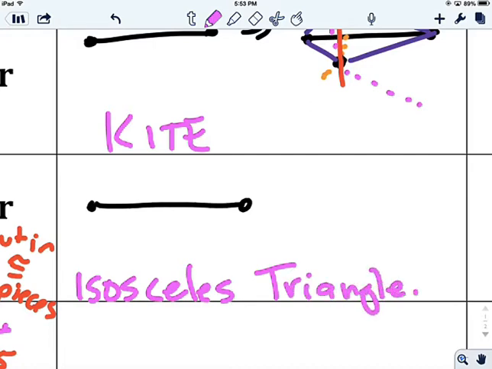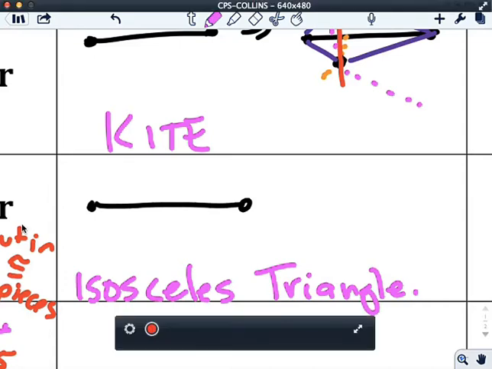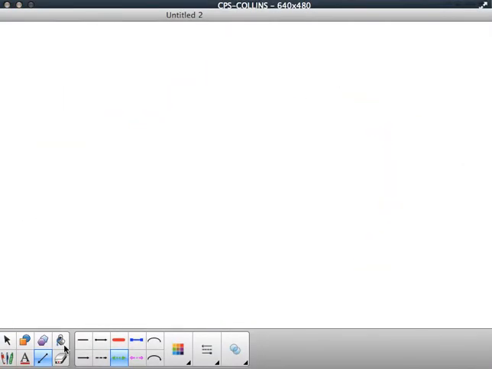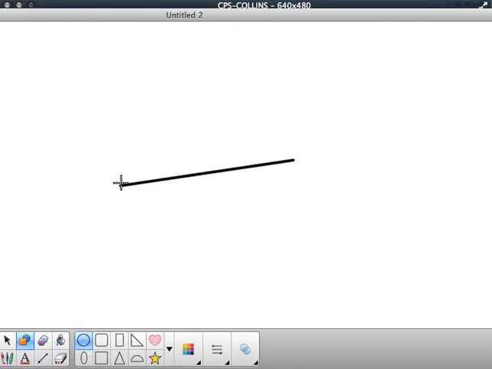Now you might be saying, oh, that's weird. Why would you do that? Let's go to our big screen here, and let's recreate it. So I have this line. I want to cut it exactly in half. I would claim that what we actually need to make is an isosceles triangle. Let me explain what I mean.